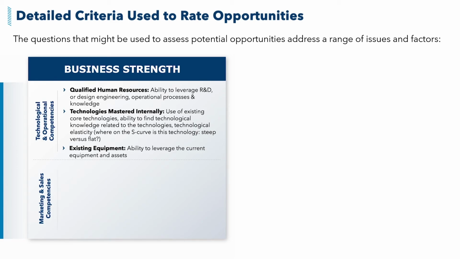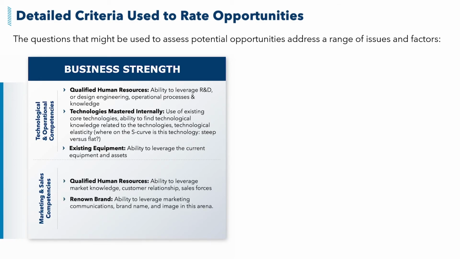The marketing and sales competencies involve qualified human resources, renowned brands, and distribution network. Qualified human resources can leverage market knowledge, customer relationship, and sales forces. Renowned brand can leverage marketing communications, brand name, and images in this arena. And distribution network can leverage distribution channels with this opportunity.